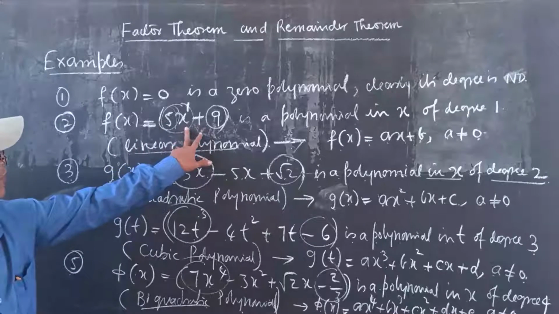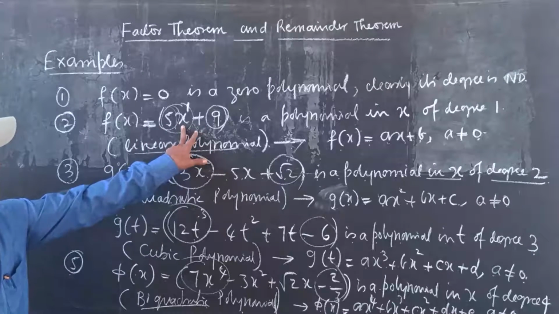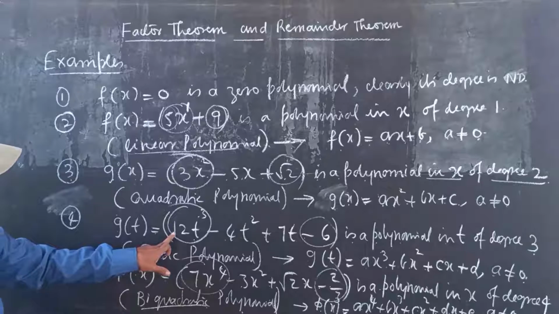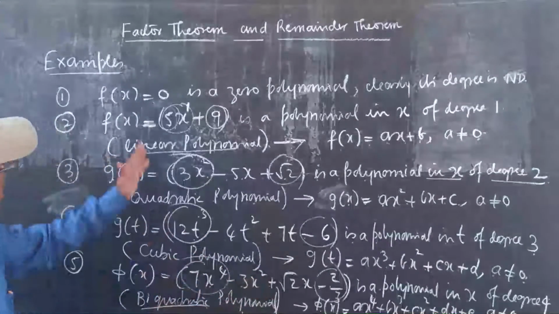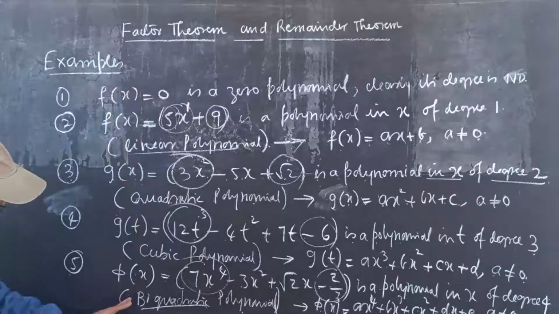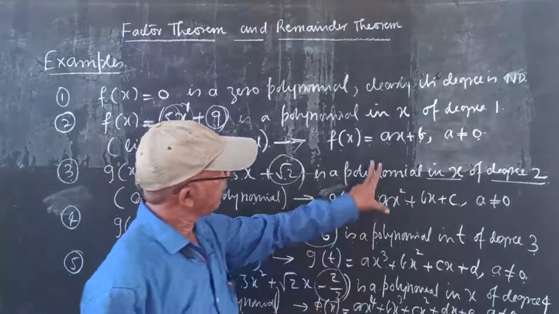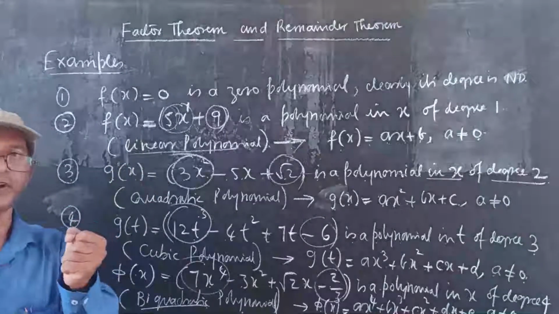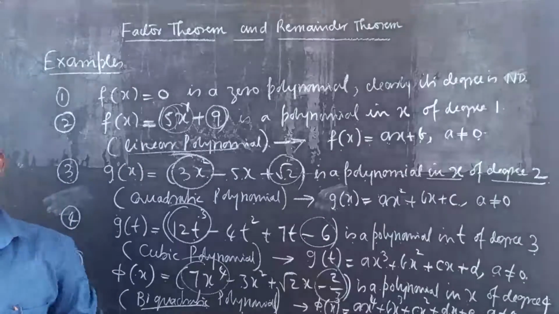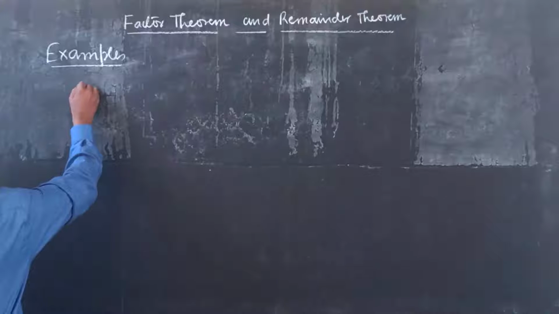These two are a binomial. It is a binomial. So then 1, 2, 3, 4, it's a multinomial. So in general, they are polynomials. So these are the important examples which strengthen our definition of polynomial. Now one more example is there.